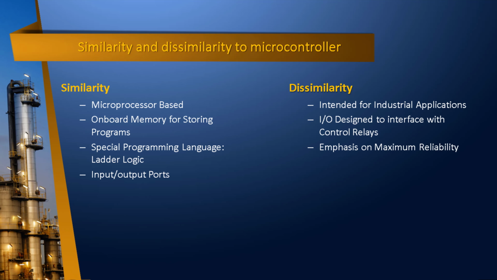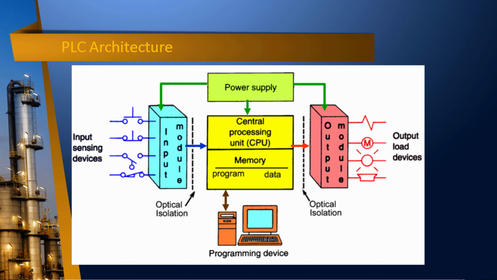But now, we know what a PLC is, but what are the main components of a PLC? A PLC consists of four main parts: input module, power supply, CPU, output module. First of all, the power supply. The power supply is used to convert the AC power to DC power to supply the input module, CPU and output module.